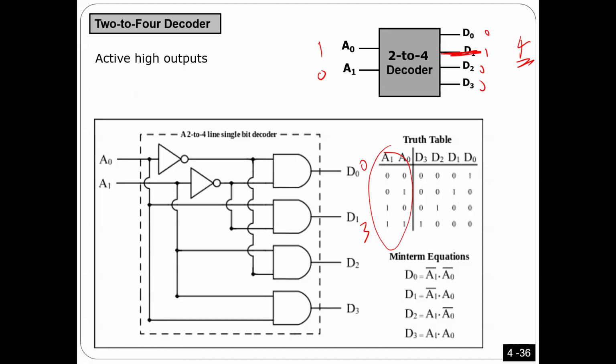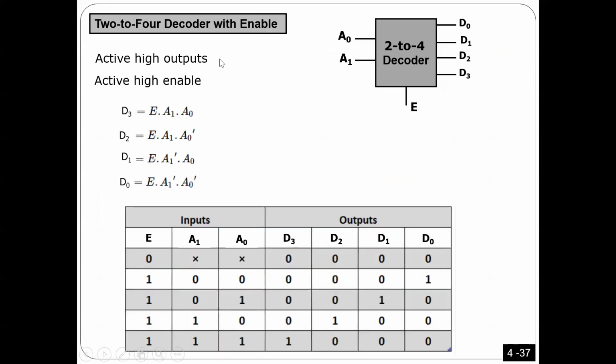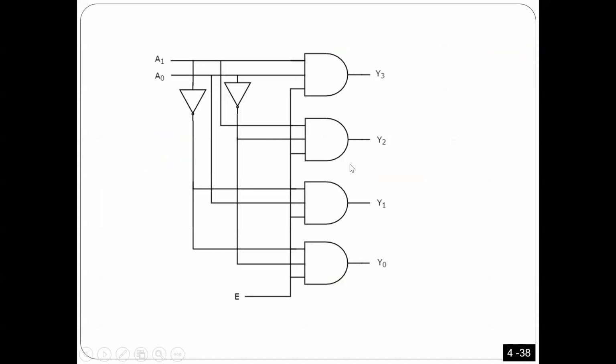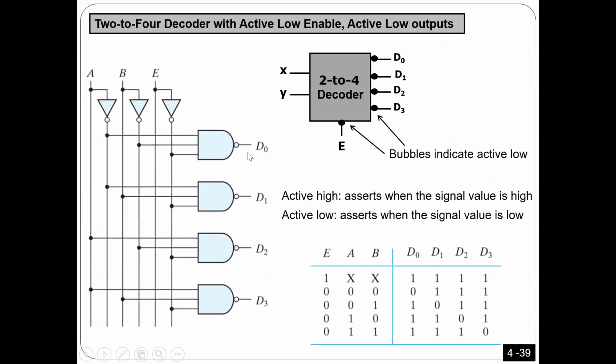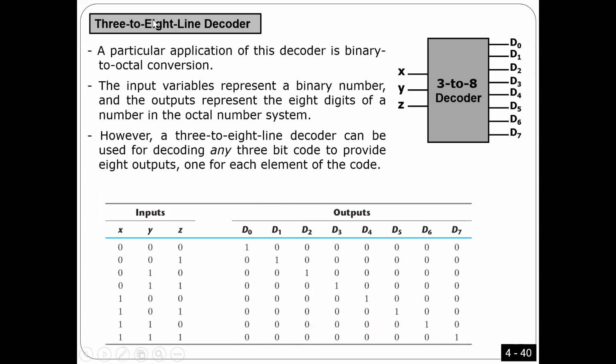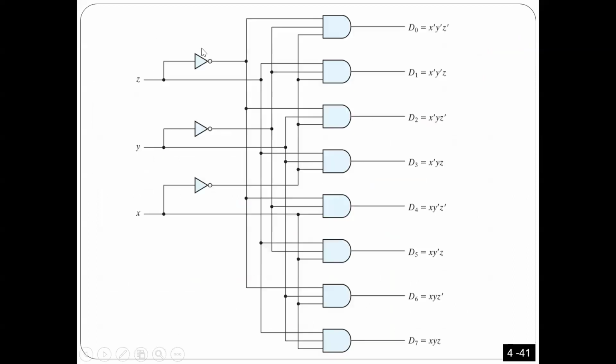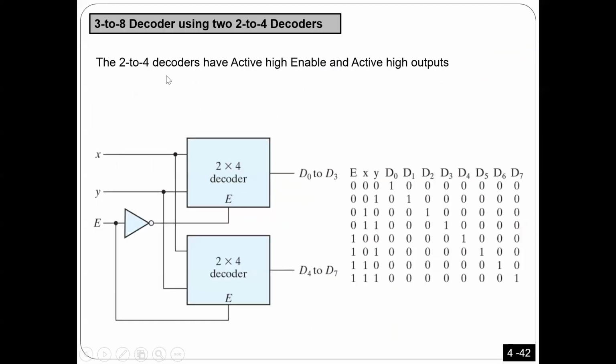This decoder, for example, you call it a 2 to 4 decoder in this case. Also, I explained here how you can add an enable. You know how to design it. You know the design using AND gates. Also, I explained active low, which is the same thing. I can make it bigger using 3 to 8 decoders. It's almost the same idea, the same design.